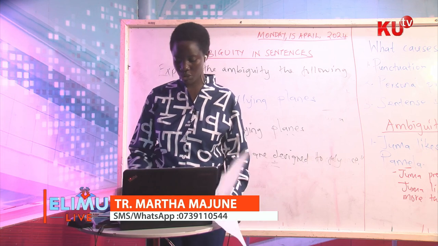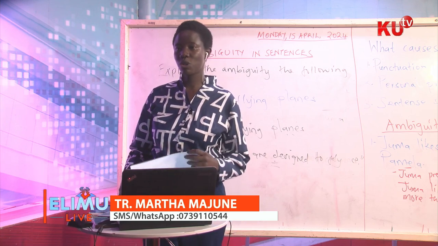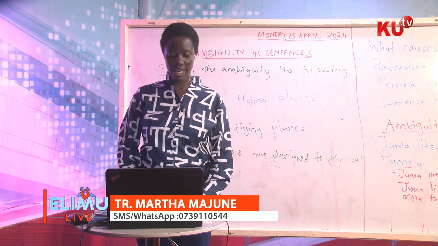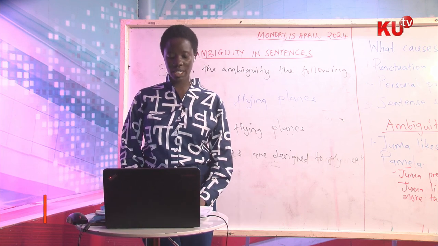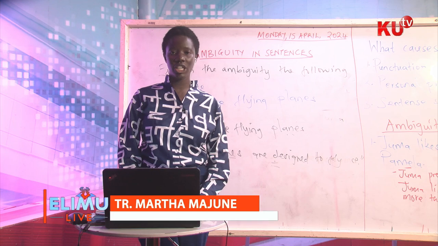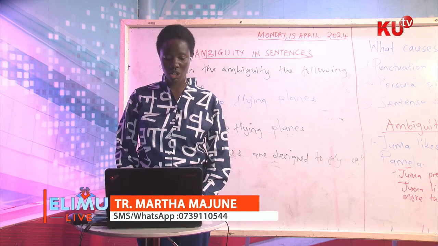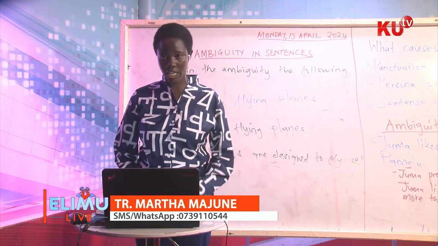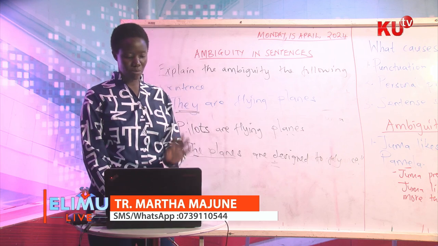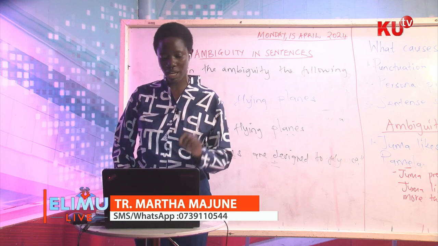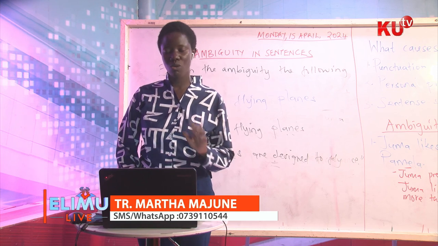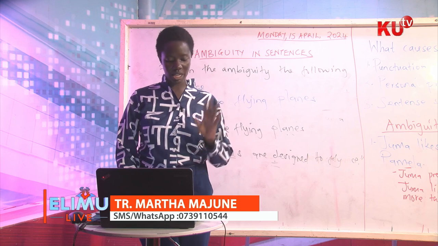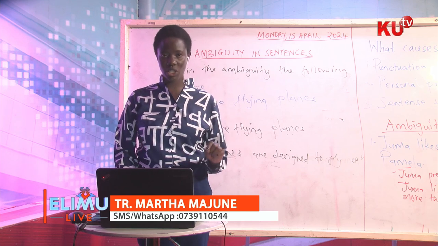So we've come to the end of today's lesson. We've come to the end of the English lesson. Again, remember that ambiguity in sentences is tested in English paper 101/2. That is paper 2 under grammar. So anytime you come across a question under ambiguity, I'll repeat, the examiner can ask you to give the two possible meanings of the sentence, or the examiner can ask you to remove ambiguity in the sentence.